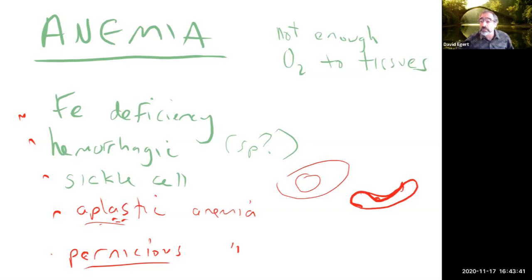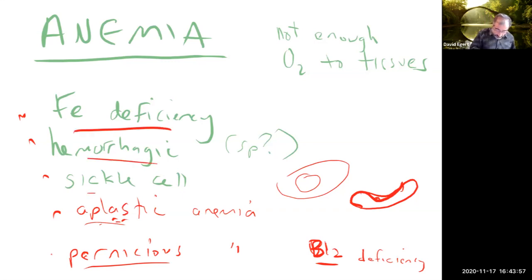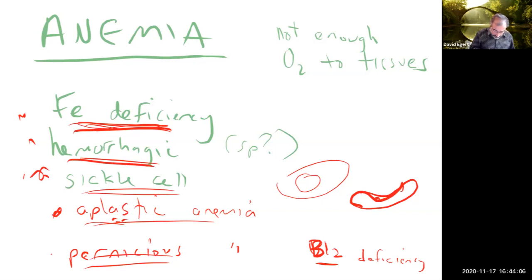Pernicious anemia. This is a vitamin deficiency, like B12 deficiency. B12 is necessary to make your blood cells properly. So there's lots of different ways to get anemia. You can not get enough oxygen or iron, or you can be bleeding out, or you can have these genetic issues, vitamin deficiencies, lots of different reasons. So anyway, that's anemia.